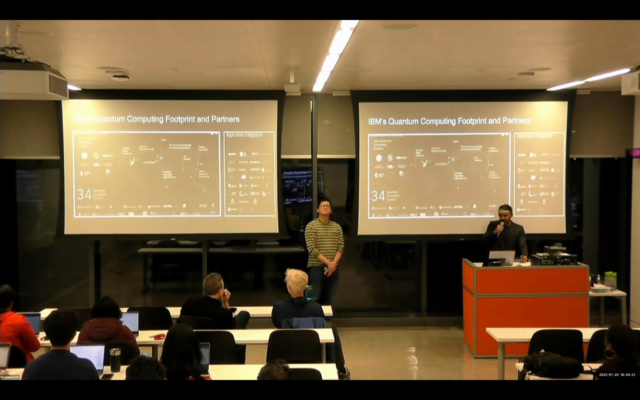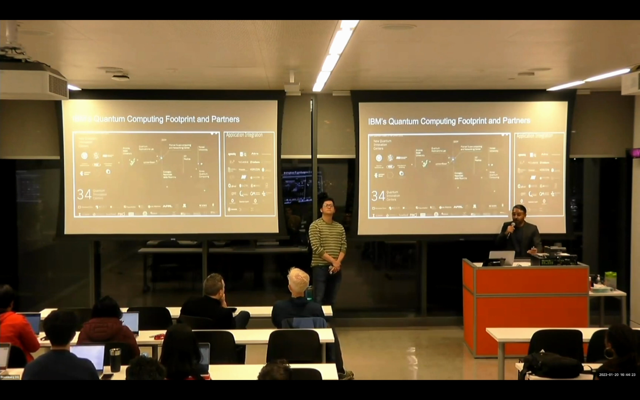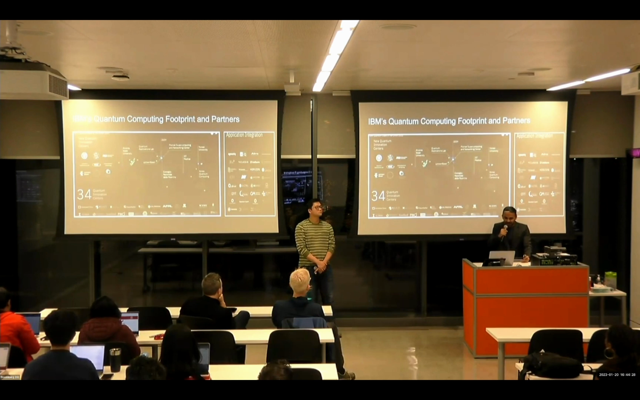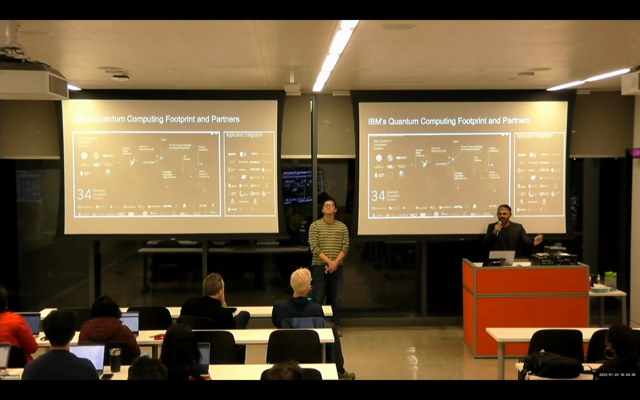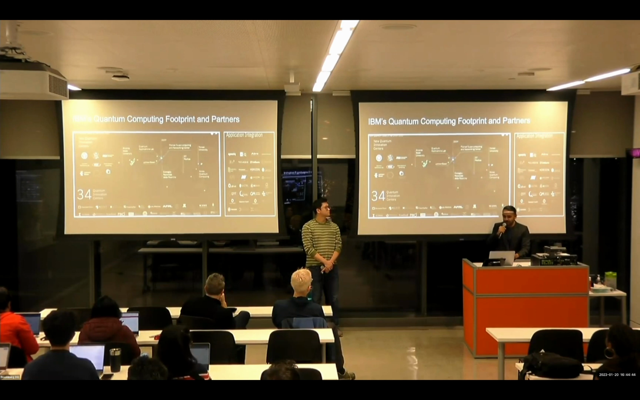So, what is the computing footprint of IBM? It currently has 34 innovation centers. I was surprised to see that one innovation center is also in IIT Madras, in India, the place that I come from. So yeah, pretty cool. And these are the applications that integrate us in the quantum space on the right hand side.